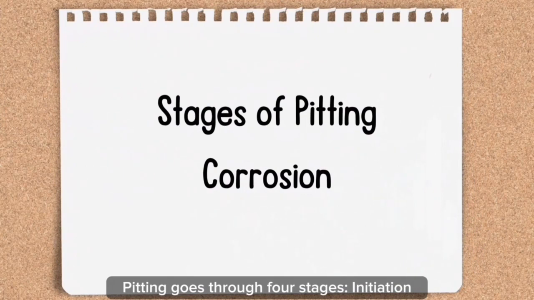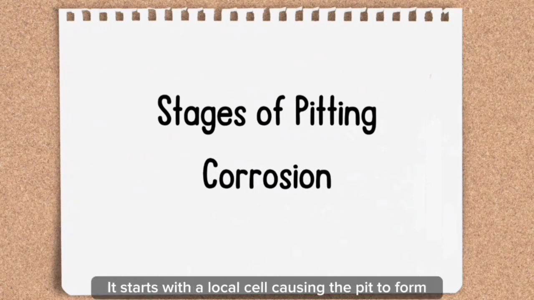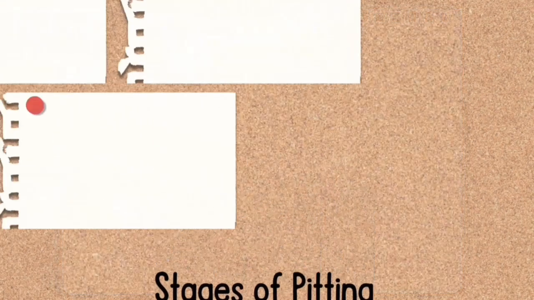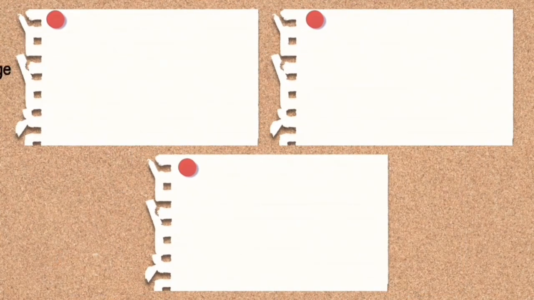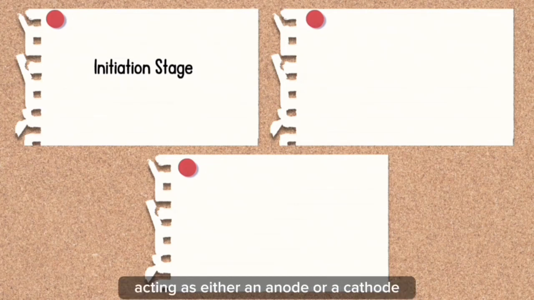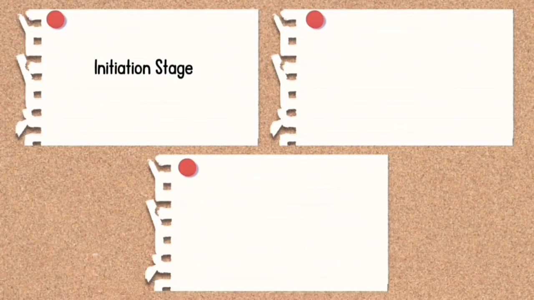Pitting goes through 4 stages: initiation, propagation, termination, and reinitiation. It starts with a local cell causing the pit to form, either due to an abnormal anodic site or an abnormal cathodic site. This is the starting point. A pit forms because of an abnormal spot on the metal surface, acting as either an anode or a cathode. Post-examination can reveal the initial point of attack.